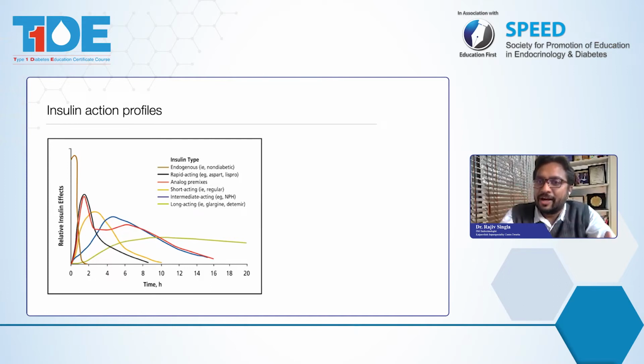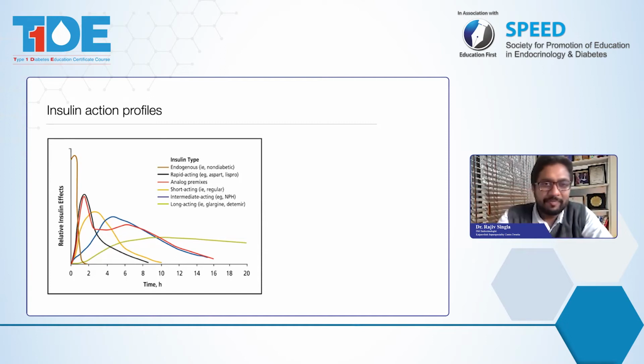And then, in the subcutaneous tissue, the liver gets as much insulin as the entire rest of the body gets. So the response to endogenous insulin, the insulin secreted by the pancreas, is a much better response to the food that we take. While the rapid acting insulin, then analog premixes, then short acting, intermediate acting, and longer acting, have gradually longer action.